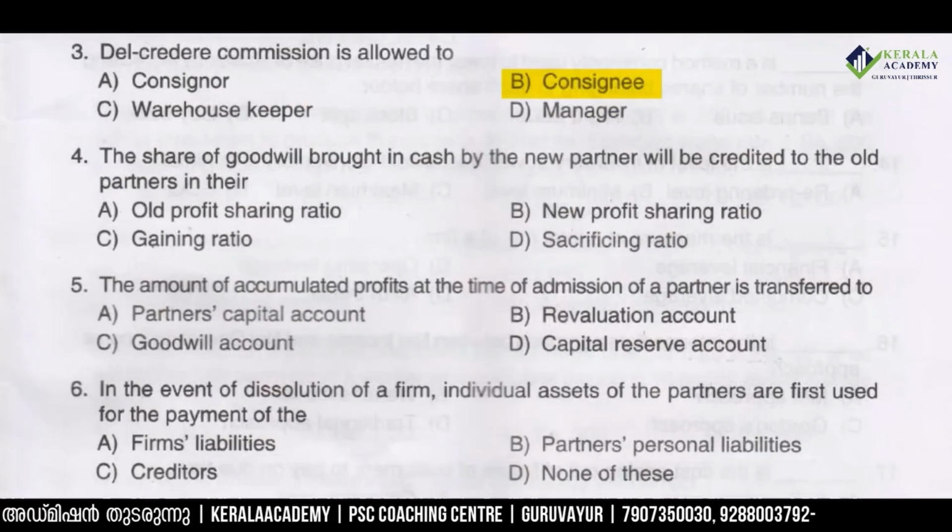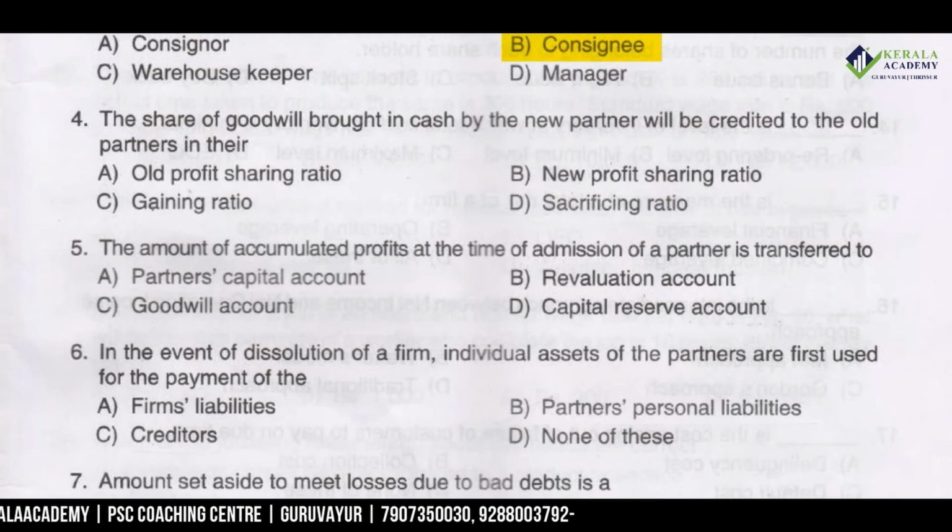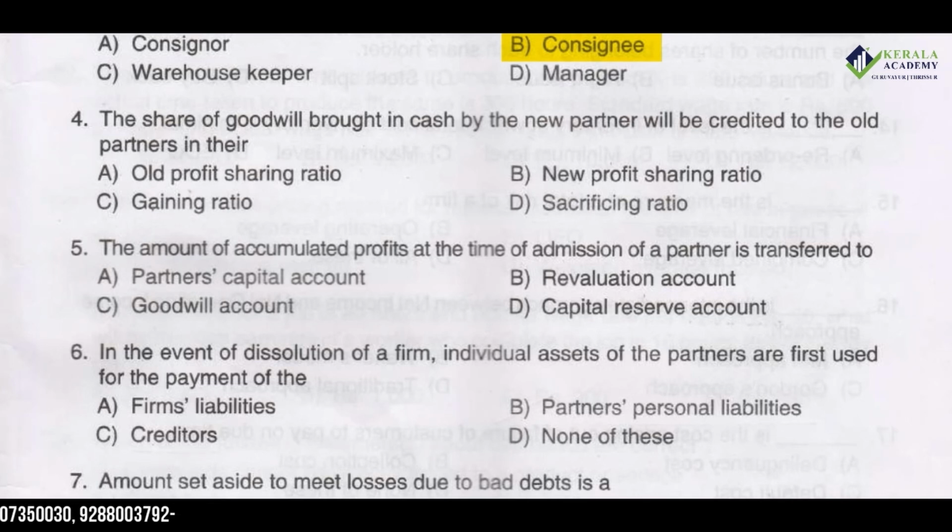The share of goodwill brought in cash by the new partner will be credited to the old partners in their old profit sharing ratio, new profit sharing ratio, gaining ratio, sacrificing ratio. Correct answer option D, sacrificing ratio.